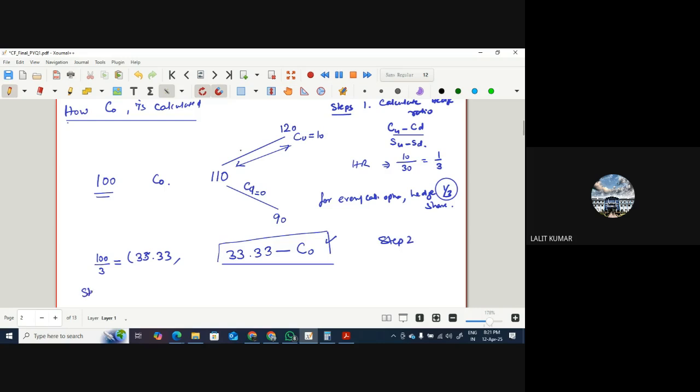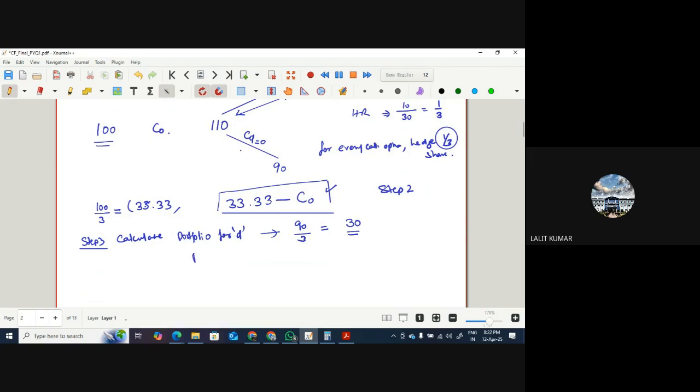Now step 3: calculate your portfolio for the down case. When it goes down, your portfolio will be 90 divided by 3, because you have only 1/3 share, so your value is 30. Now you take the present value of this 30, which is 30 divided by 1 plus RF. For example, if RF is equal to 10%, this becomes 30 divided by 1.1.